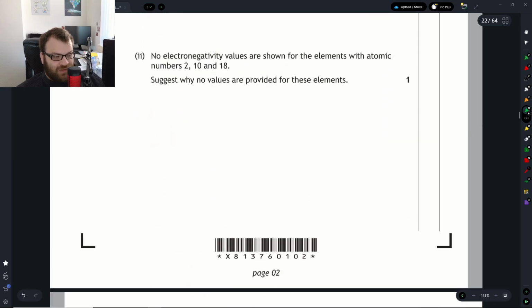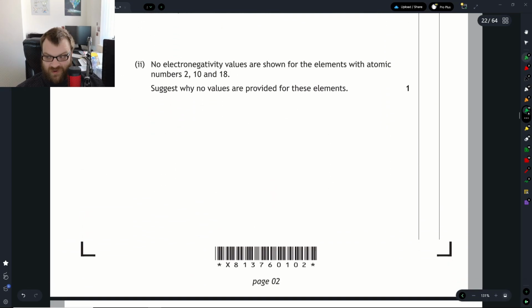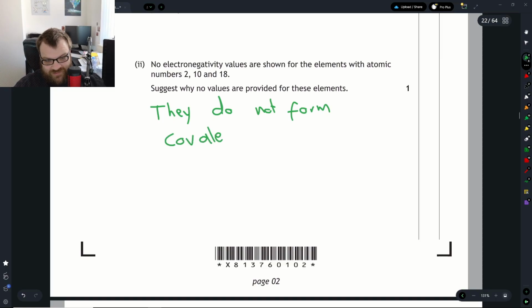For that, the noble gases do not form bonds, therefore they cannot have an attraction for electrons in a bond. And that's just what we'd say. So they do not form. Specifically, we're talking about covalent bonds, which is why they don't have a value for them.